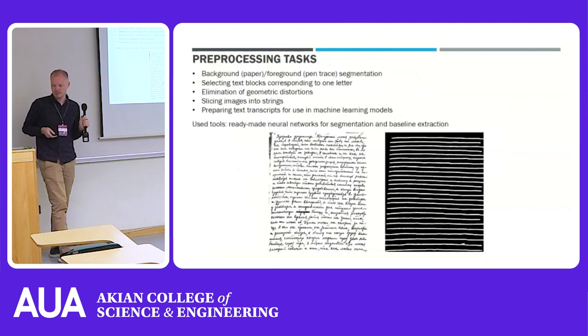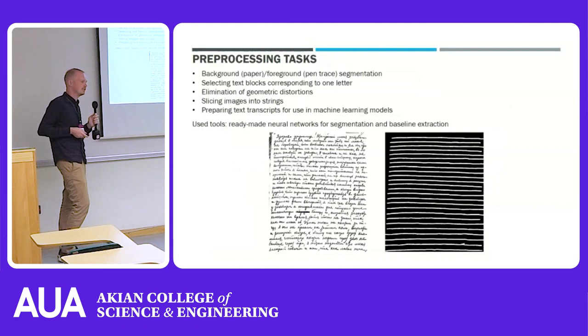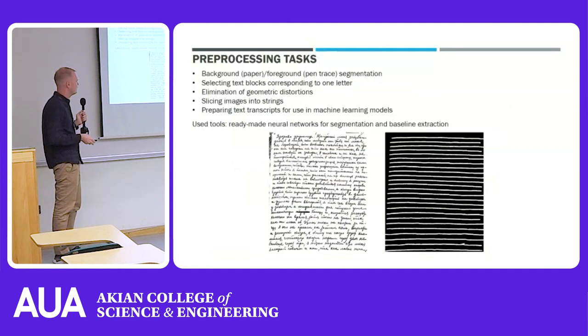Yes, we need some preprocessing tasks to obtain these representations, and it was achieved mainly by using some ready-made neural networks. The first one is extracting the pen trace, just doing some segmentation into a grayscale image. And the second one is extracting baselines, also in a sort of binary image where connected components represent these baselines.